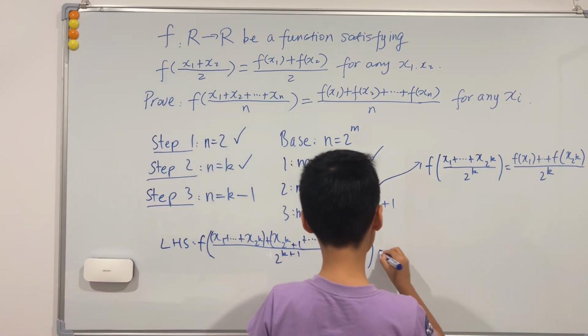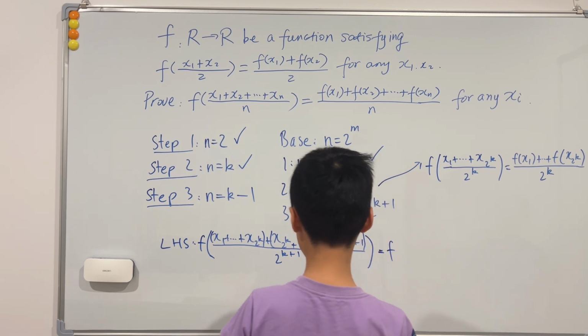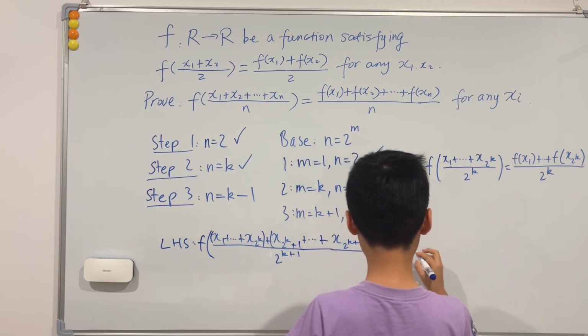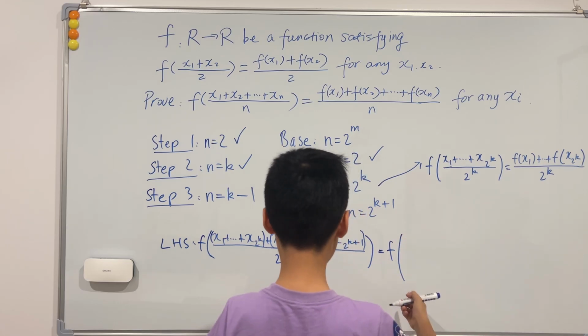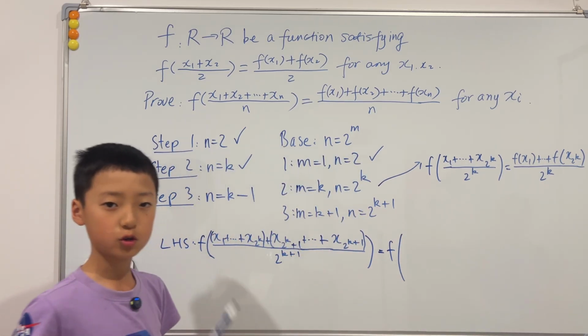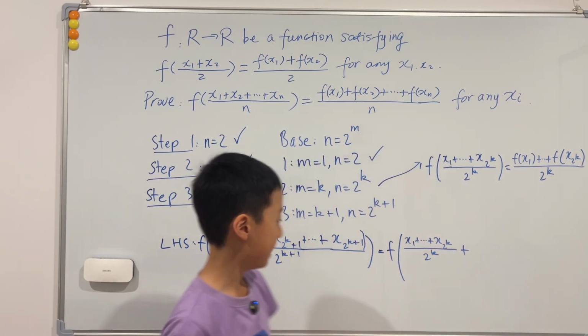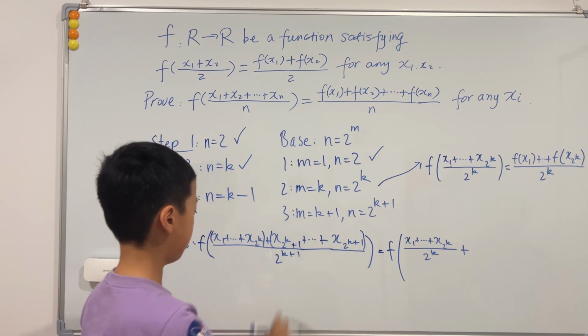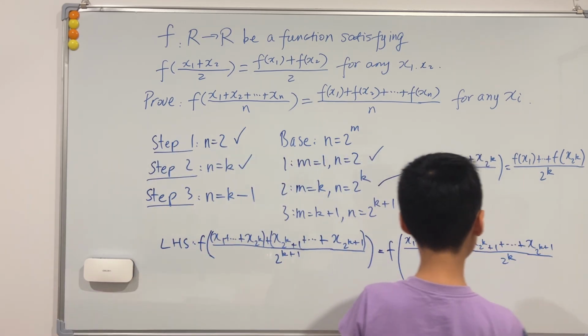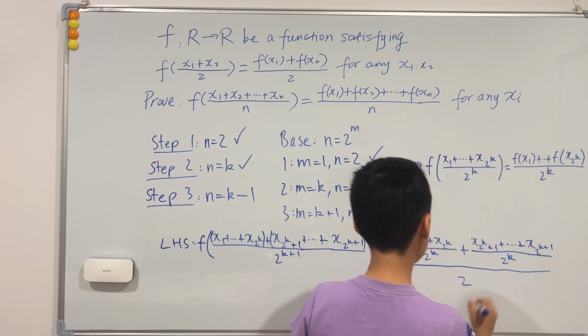So this is equal to f of, okay, big brackets, and then the inside will be first this over 2 to the power of k, and then we add this over 2 to the power of k, and then we need the whole thing over 2.